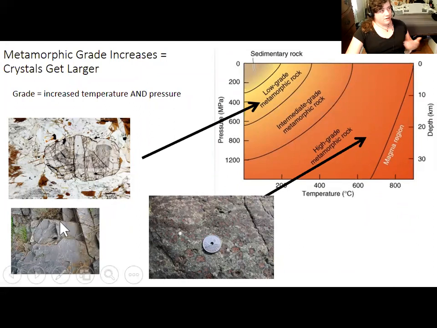And I'll have another slide about slate, but slate is hard to tell apart from shale because you can't easily see the minerals with your eye. But if you take slate and cut it very thin and put it under a microscope, you can see very tiny baby garnet crystals growing.